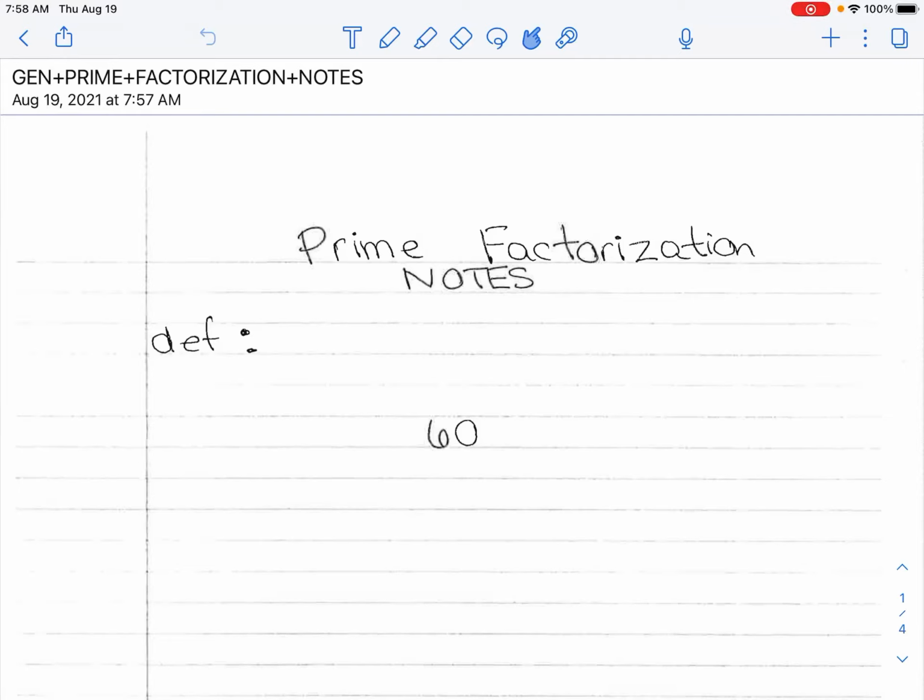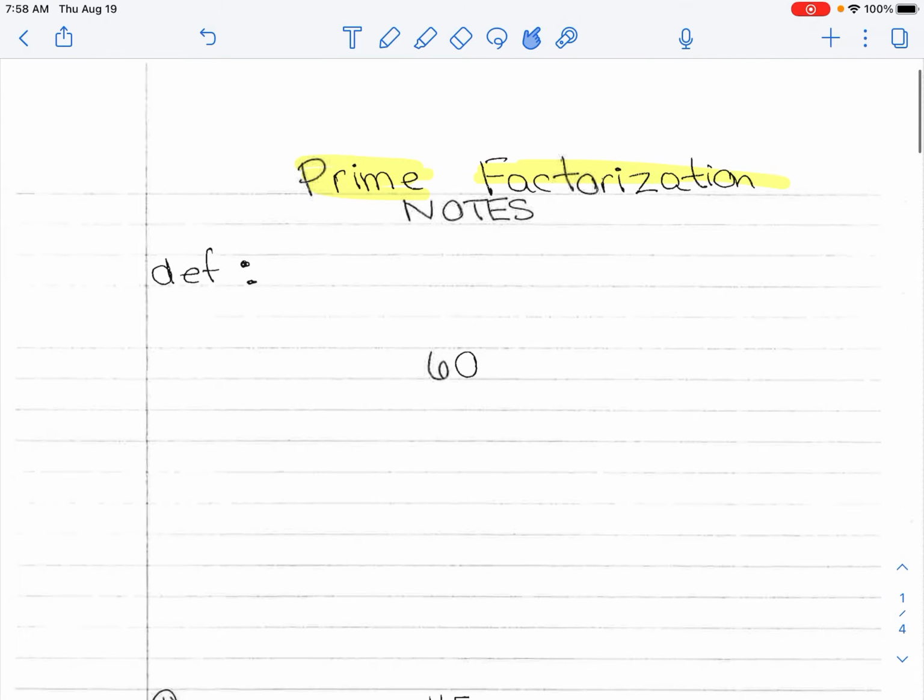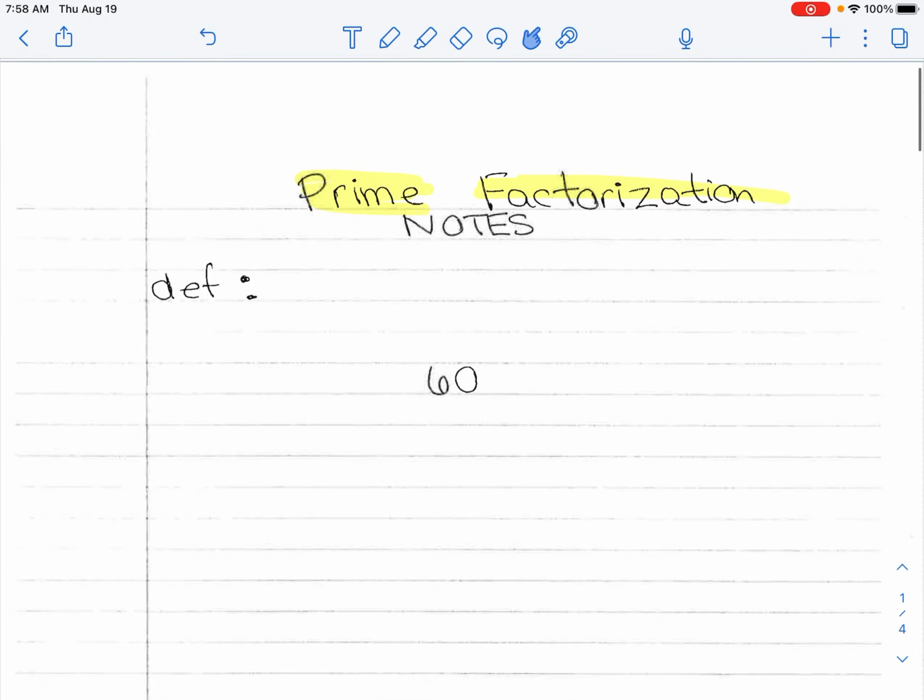Good morning. So we're going to talk about something today called prime factorization. We've been talking about factors of numbers, and we are now going to talk about if we break a number down into all of the prime numbers, what would the prime factors of that number be? So we're going to make what are called factor trees.